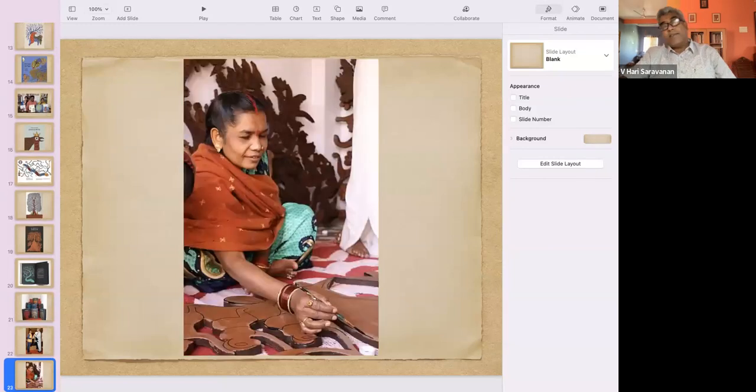The next artist we will see is Durgabai. Durgabai is one of the relatives of Jangarh Singh Shyam. She has been practicing the art along with her husband.